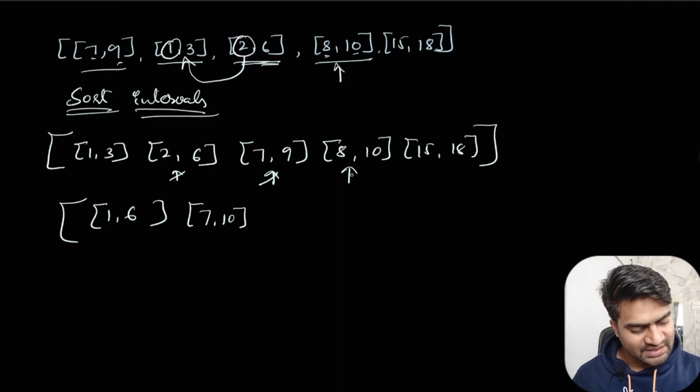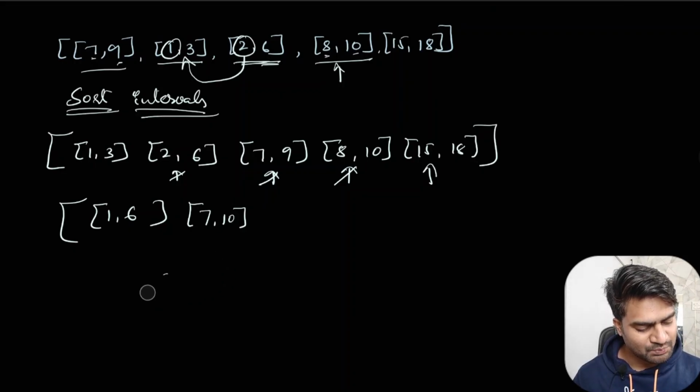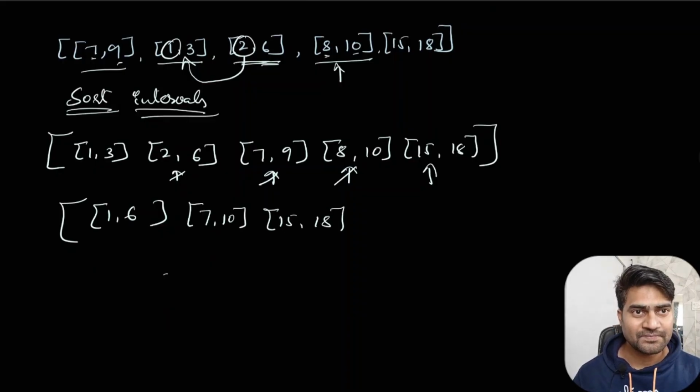So I successfully processed 8 10. Then I will go to my next, 15 and 18. For 15 and 18, you just need to compare that with the last value in the merged array. This cannot be merged, so I will simply push my 15 and 18 to the merged array. So this way, in a single iteration, we should be able to merge all the intervals. This happened only because we sorted the intervals.